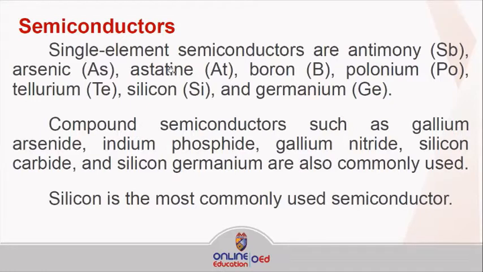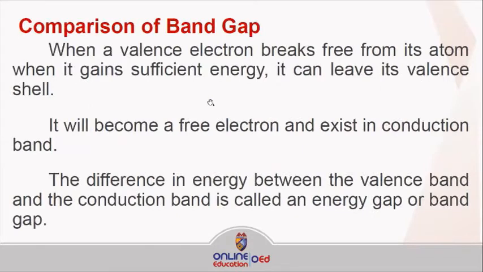The examples of single element semiconductor materials are antimony, arsenic, astatine, boron, polonium, tellurium, silicon, and germanium. Okay. Next, compound semiconductors such as gallium arsenide and indium phosphide. Then we have also gallium nitride. Then we have silicon carbide and silicon germanium, which are also commonly used. Silicon is the most commonly used semiconductor. Okay.